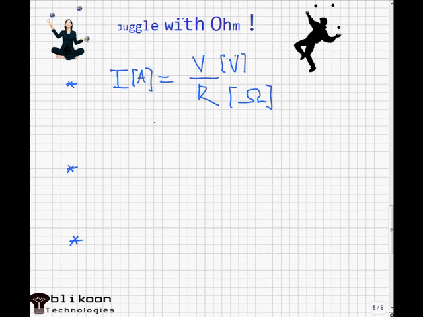Now you know to use Ohm's law to compute current. But what if you want to compute voltage? If you use simple algebra, we get that voltage equals resistance multiplied by current. Again, you might want to compute resistance. Resistance equals voltage divided by current. And you should remember the units here.